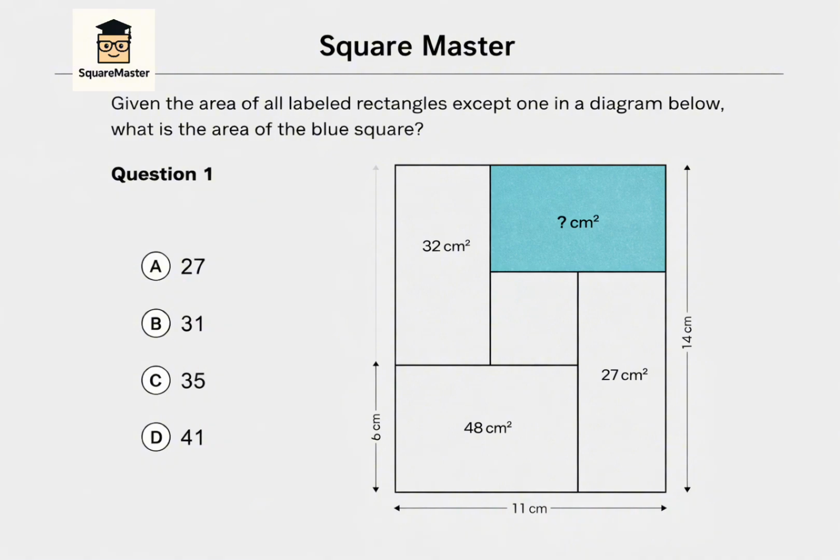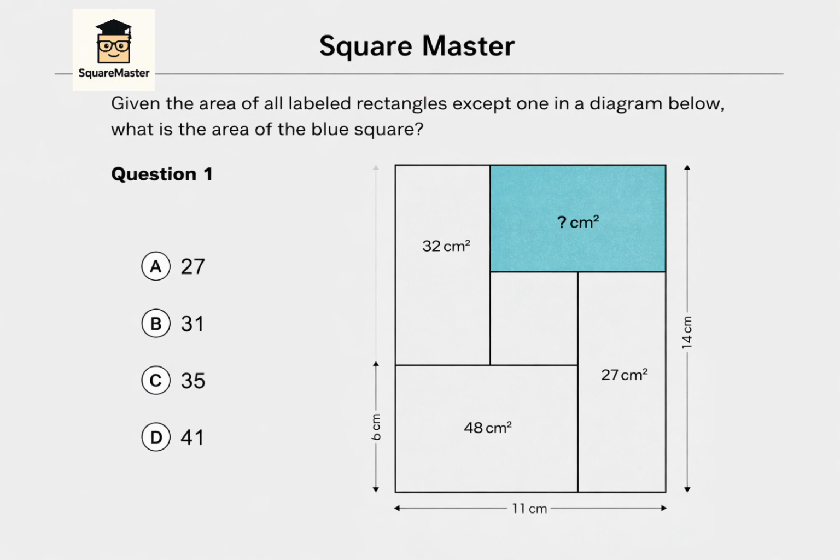On the screen, you can see a figure made of several rectangles. Some of their areas are given, some dimensions are given, and one area, the green rectangle, is missing. Our goal is simple: find the area of the green rectangle. But to do that, we need to carefully use every piece of information provided in the diagram. Before jumping into calculations, I always recommend taking a few seconds to observe the structure of the shape. Try to understand how the rectangles relate to each other, both horizontally and vertically. All right, let's solve it step by step.